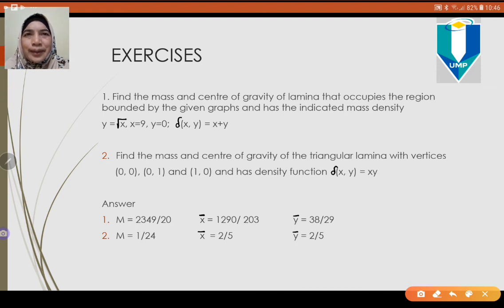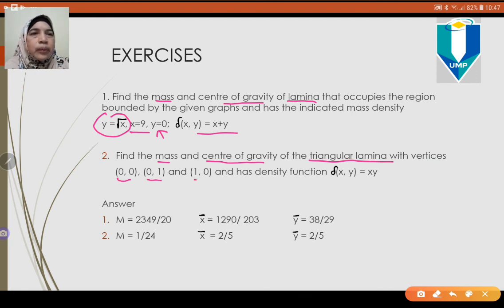In these two exercises, I need you to find the mass and center of gravity of a lamina. Number 1, the lamina occupies the region bounded by this graph, this line, and the x-axis, with the density function x plus y. In the next exercise, I need you to find the mass and center of gravity of a triangular lamina with vertices (0, 0), (0, 1), (1, 0) and density function x times y.